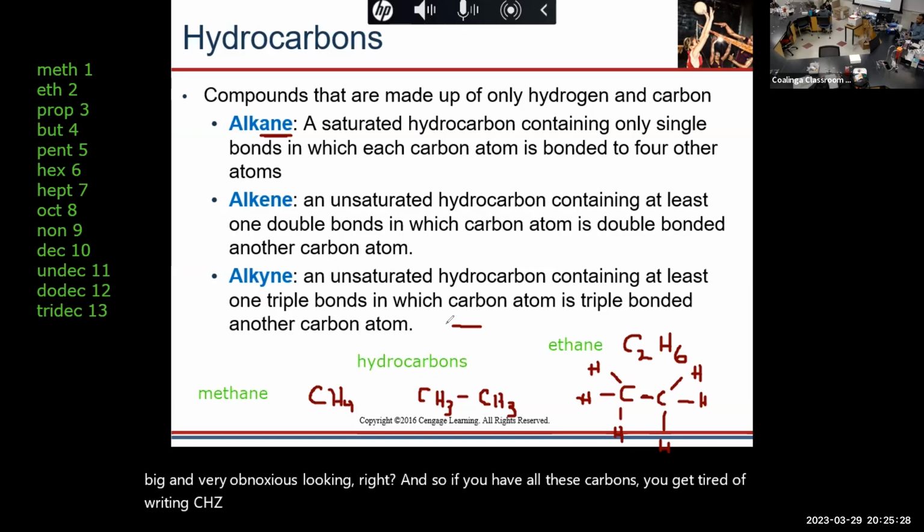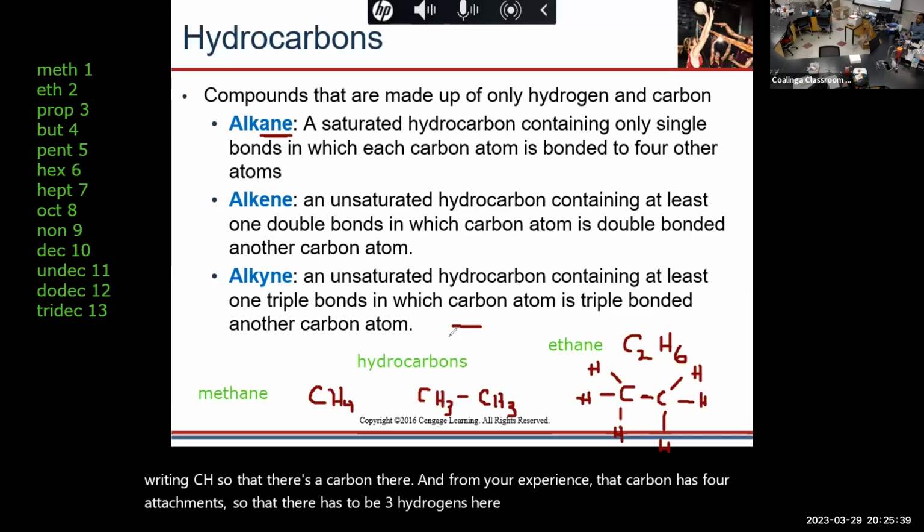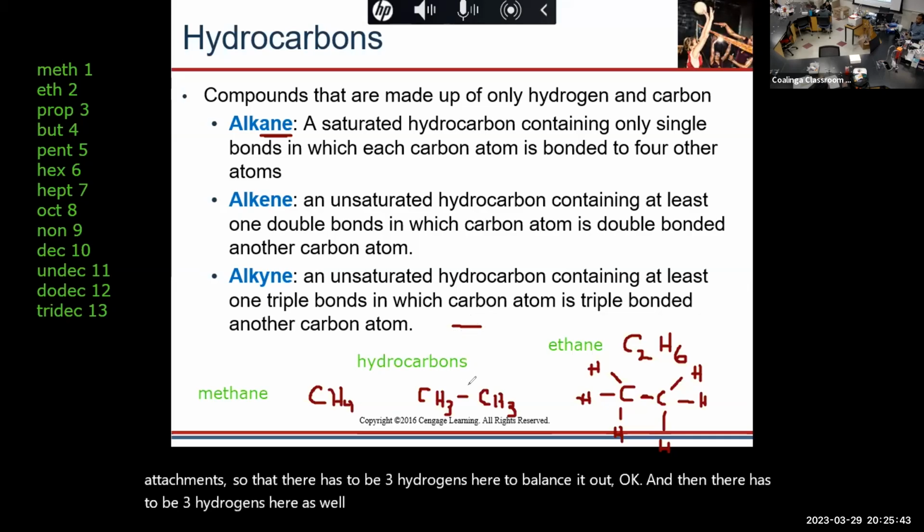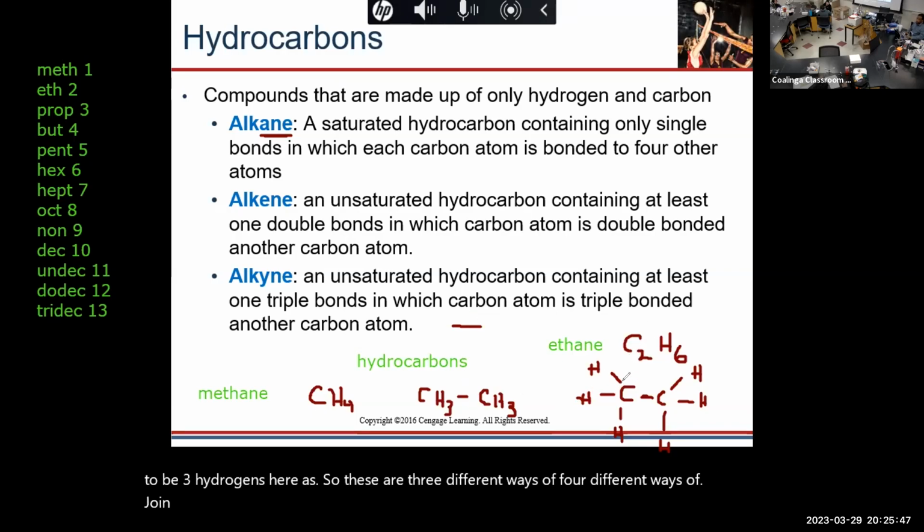So you know that there's a carbon there, and you know from your experience that carbon has 4 attachments. So you know that there has to be 3 hydrogens here to balance it out, okay? And then there has to be 3 hydrogens here as well. So these are 4 different ways of showing us the same thing. Okay, so this is the skeletal structure.